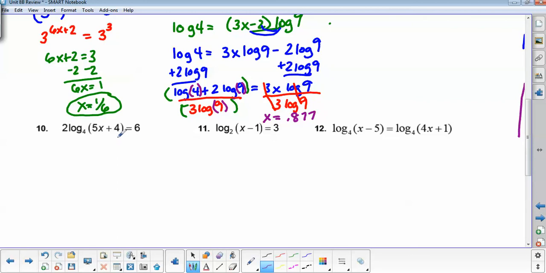In problem 10, in order to solve this logarithm, we need to first get it by itself. So I need to get rid of the 2. I'm going to divide by 2 on both sides. And I have log base 4 of 5x plus 4 equals 3. And now I only have a logarithm on one side.